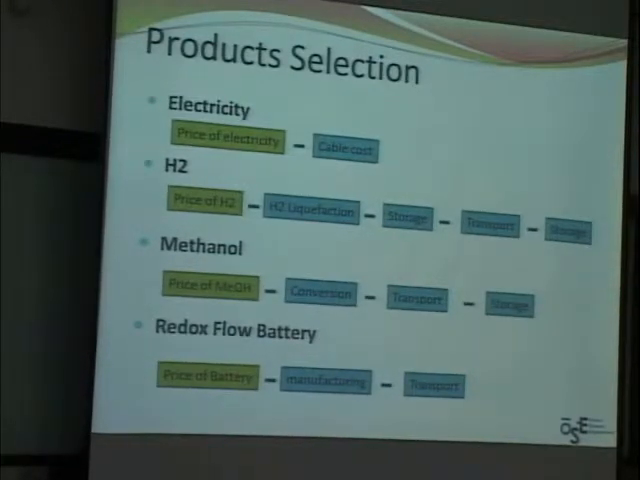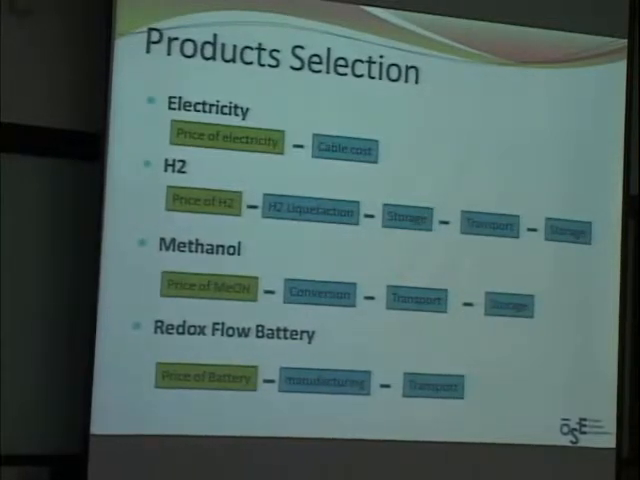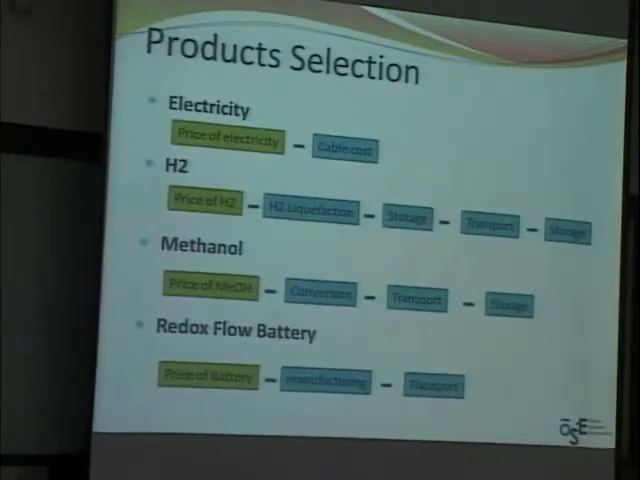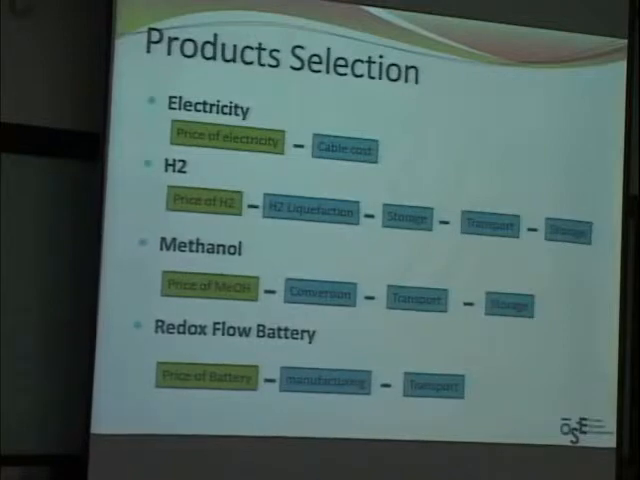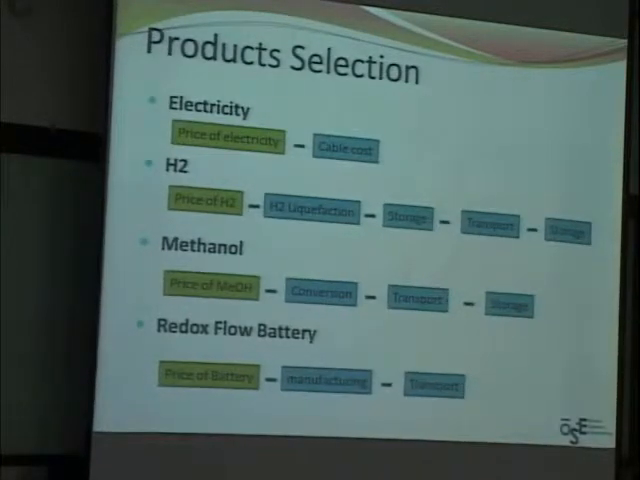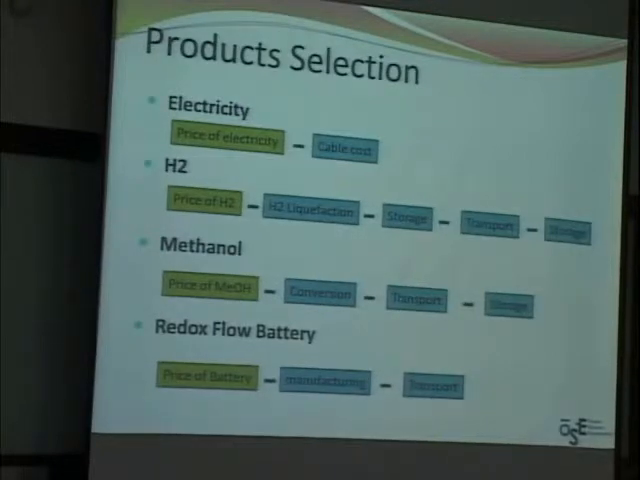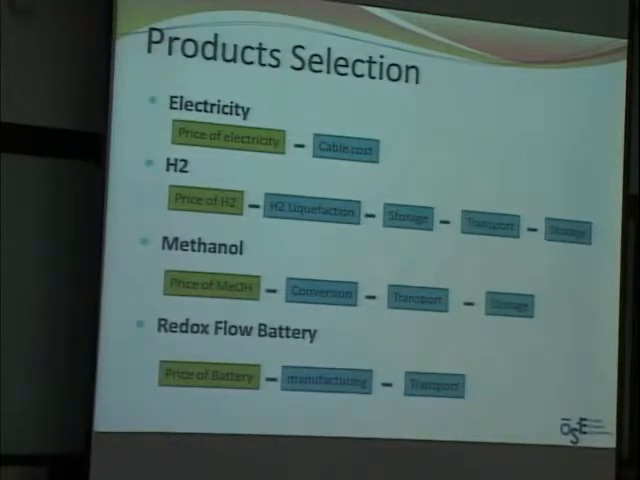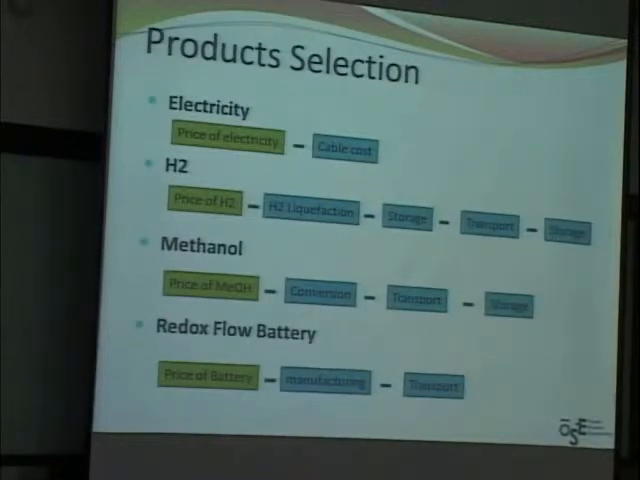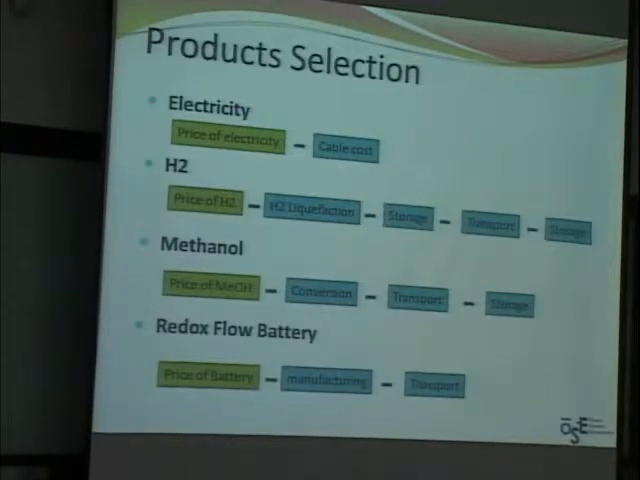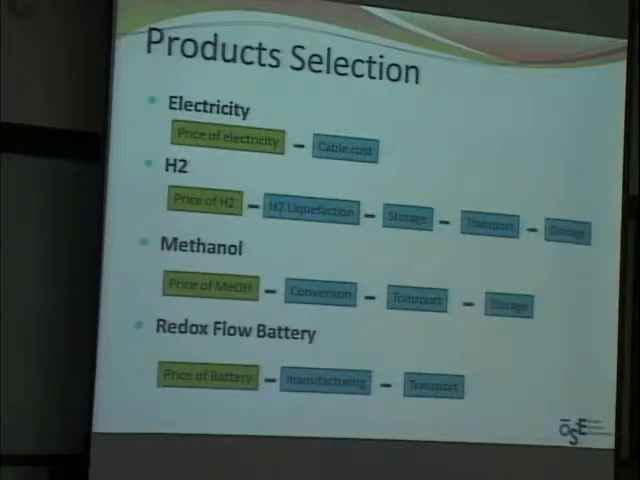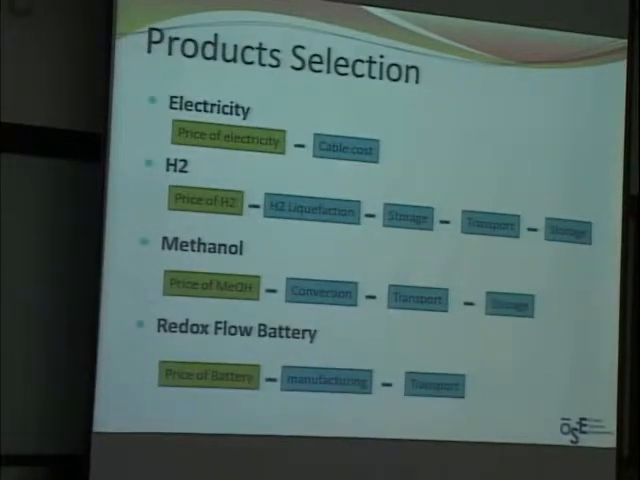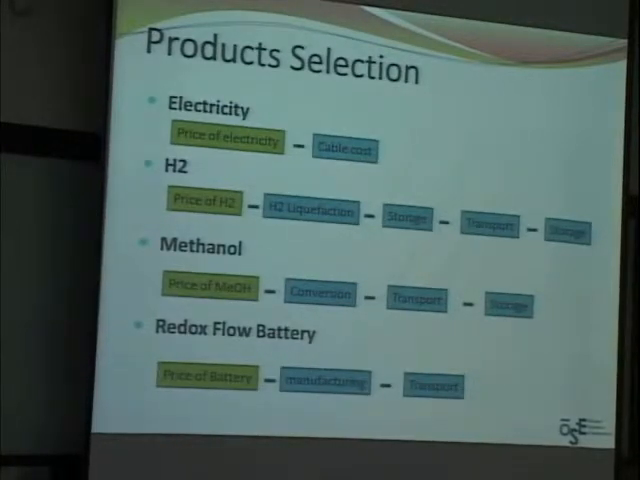The third is methanol. We can produce methanol through synthesis with CO2 and H2. It is very useful in view of environment, price, and transportation. It needs normal temperature and normal pressure to be carried. The last one is redox battery. We can charge electricity in battery, but it needs complex technique in the industrial plant to manufacture battery.